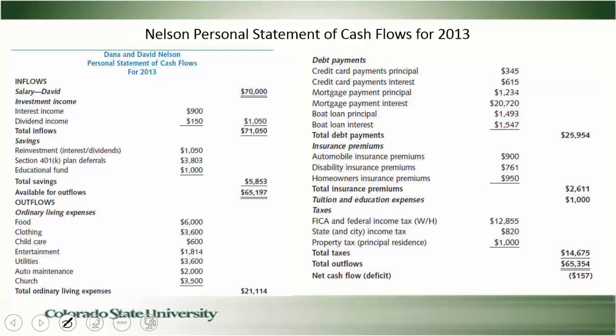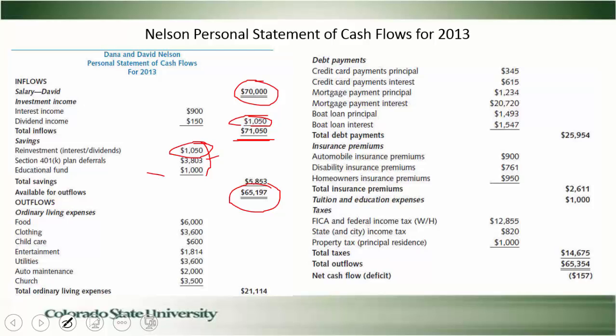So here's their 2013 statement of cash flows, and you can see, first of all, he's got a salary of $70,000, and then he has $1050 in other income that's come in for a total inflow of $71,050. Of that, some of it went to savings. So they're putting away some for education. They are this $1050 right here that came in. Technically, they didn't put in their pocket because it's being reinvested automatically. And there were some 401k plan deferrals. So after those savings amounts, this right here, the $65,197, is what's available to cover all the rest of the expenses. We label these first ordinary living expenses.